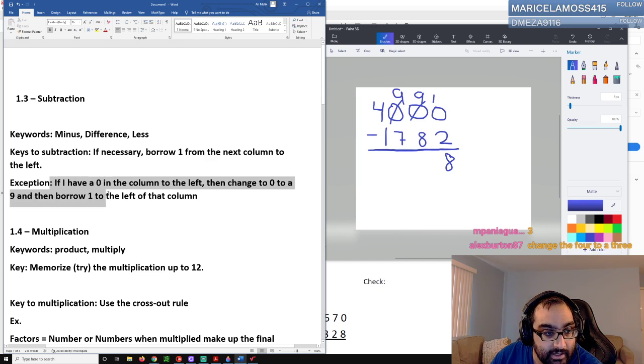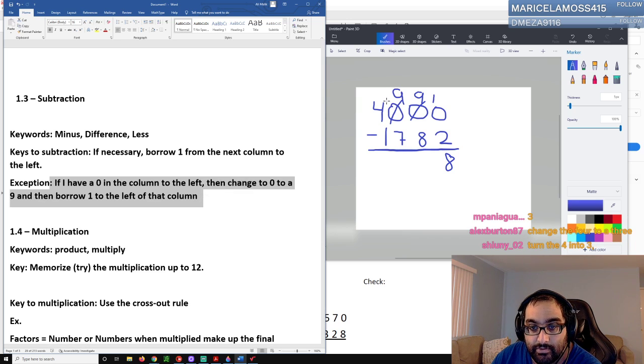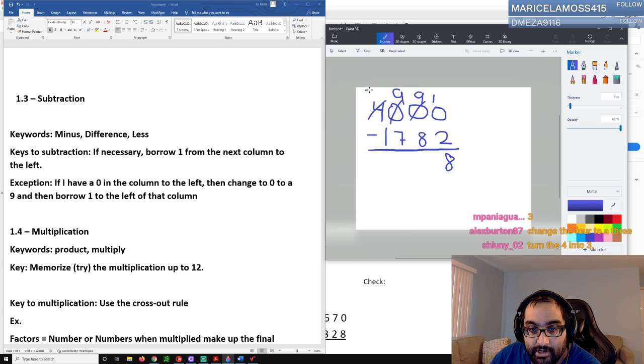Right, exactly. Change that 4 to a 3. Absolutely right. Spot on. So this 4 now becomes a 3 because we had to change this 0 to a 9. So by using the exception here, because we had to change 0 to a 9, we have to borrow 1 to the left of that column.